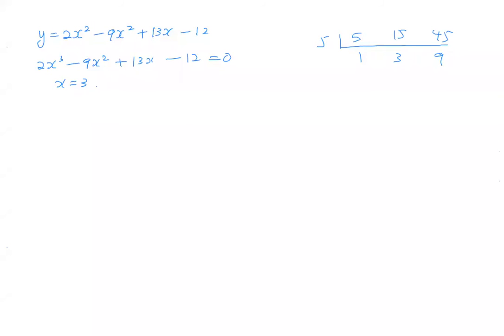So synthetic division will go like that. We are going to write in order: x cubed, x squared, x, constant. This is your first step. You fill in the coefficient of x cubed, coefficient of x squared. If there is no x term, then you have to put 0. Here the coefficient is 13 and the constant is negative 12. Then you fill in x equal to 3.